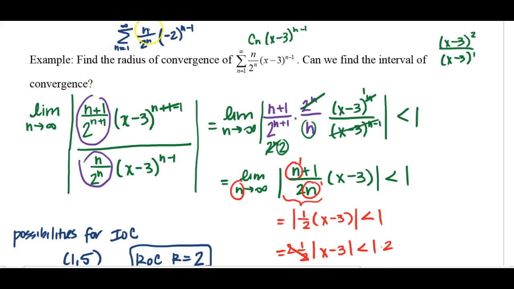This only has n's in it, so if we can use a test to show that this converges, then that means 1 is in the interval of convergence, and I could put a closed bracket around 1. And then I'd have to do the same thing with 5. If I plugged in 5 for this x right here, 5 minus 3 is 2, so I'd also have to check whether this series converges or diverges.